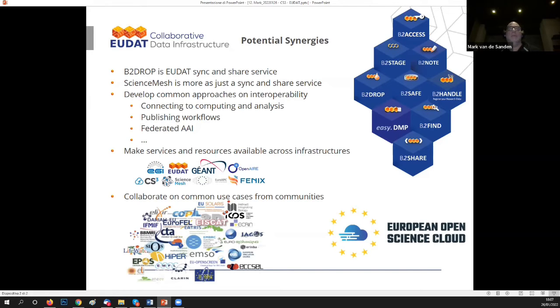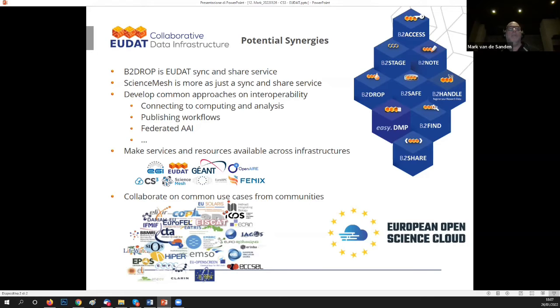Federated AAI is still one of the biggest challenges. How do you get access across different services, and if you have access in a service, how can you access other services from that service? There are also initiatives already within the future to try to solve this, and to come to an EOSC AAI federation where you can connect those to each other.